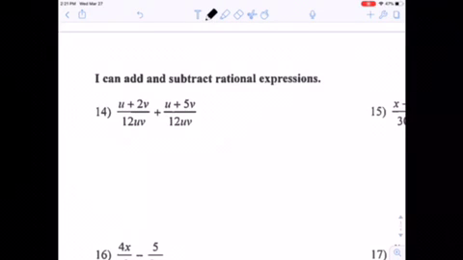And we're on to page 3. So page 3 is adding and subtracting rational expressions. And the key to this is getting the denominators to be exactly the same. And so here on number 14, they are the exact same.